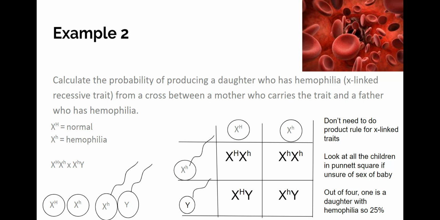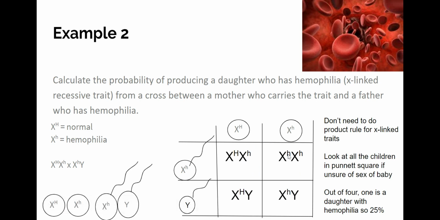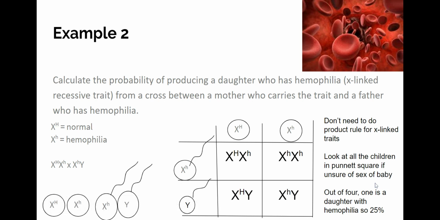In this case, the product rule would work. This is one of those cases where it would work, where I would say, okay, what is my chances of having a daughter? 50%. And then out of the daughters, what is the chance of having hemophilia? It's 50% because there's only 2 options. So you would end up with 25% in the end. But it does not work every time. So please, please, please remember, when doing X-linked questions, do not worry about the product rule. Just find the normal probability.